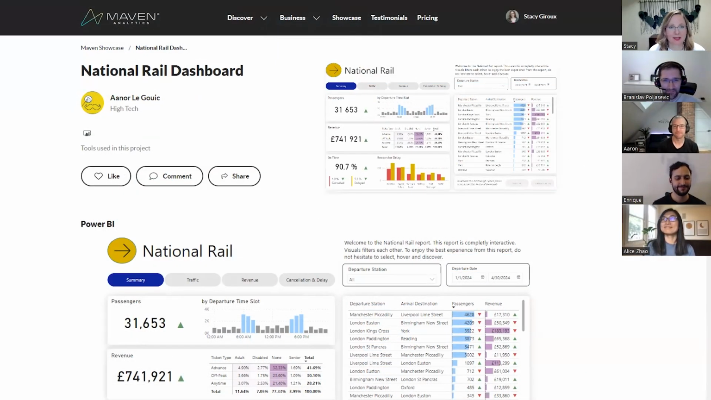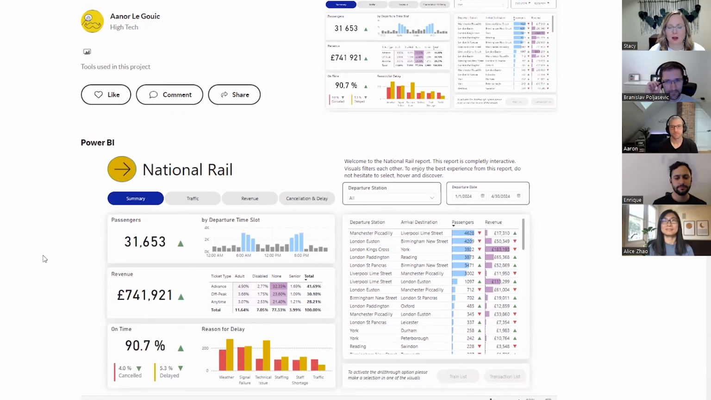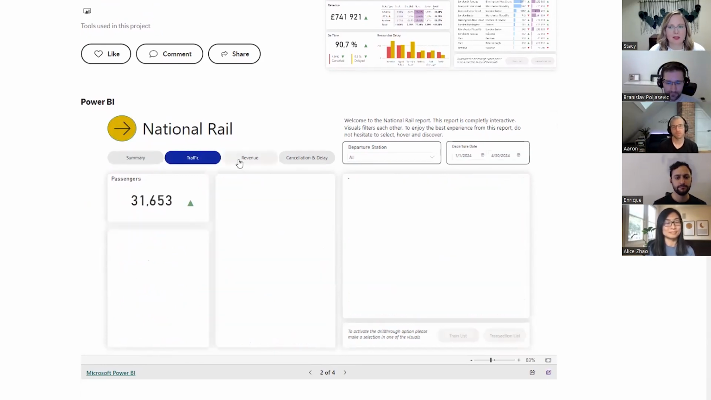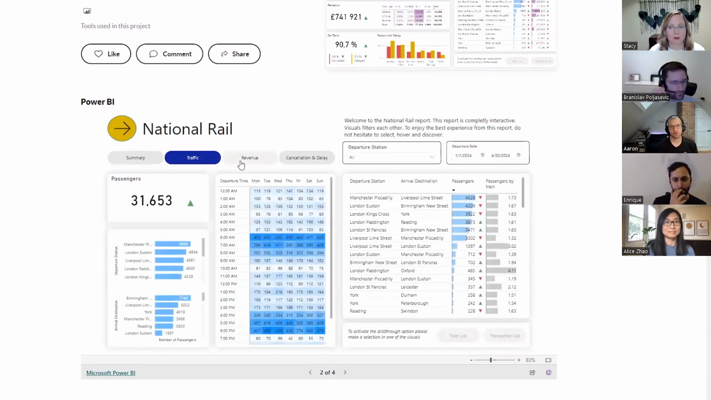So I've got some really great stuff here to review and learn from our next finalist, Aanor. Now, starting off, we have a pretty familiar structure that we've seen with some of our other finalists, where we have a summary page and then individual pages that take us through and give us more detailed information about each of the questions covered in the brief.